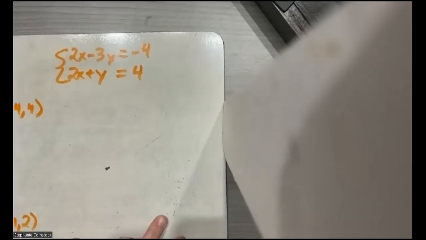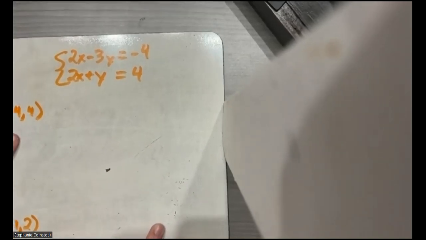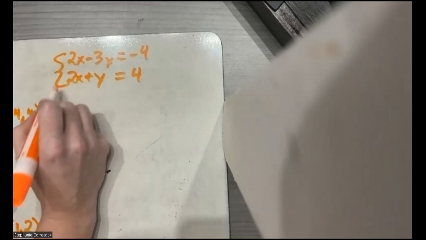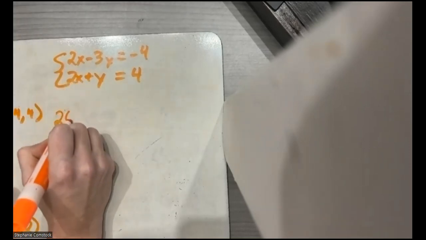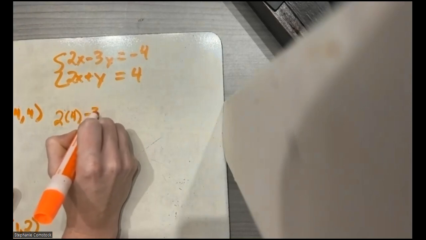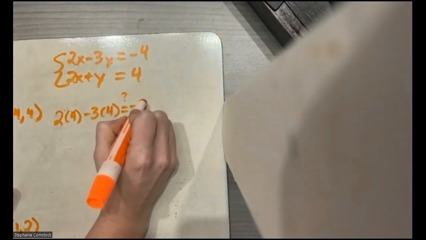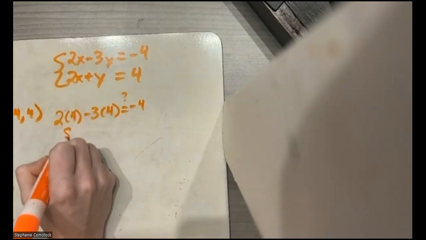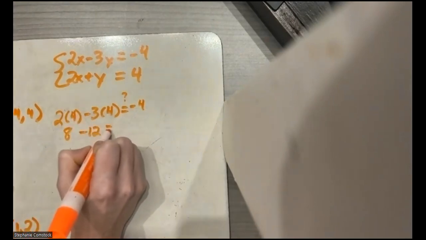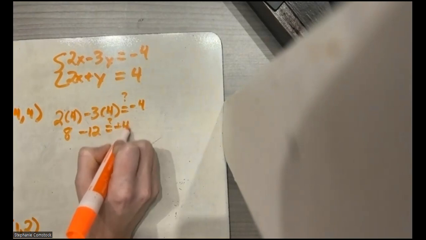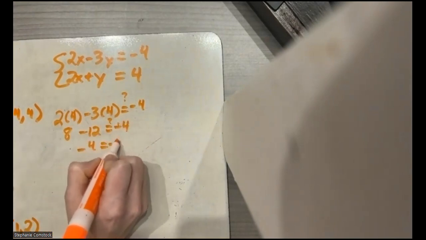So here's our system of equations, 2x minus 3y equals -4, and 2x plus y equals 4. And the first one that we're going to check is the ordered pair (4, 4) here. So we're just going to plug this in. So 2 times 4 minus 3 times 4, and we're checking, does that in fact give me -4? So this is 8 minus 12. Does that equal -4? I get -4 equals -4.